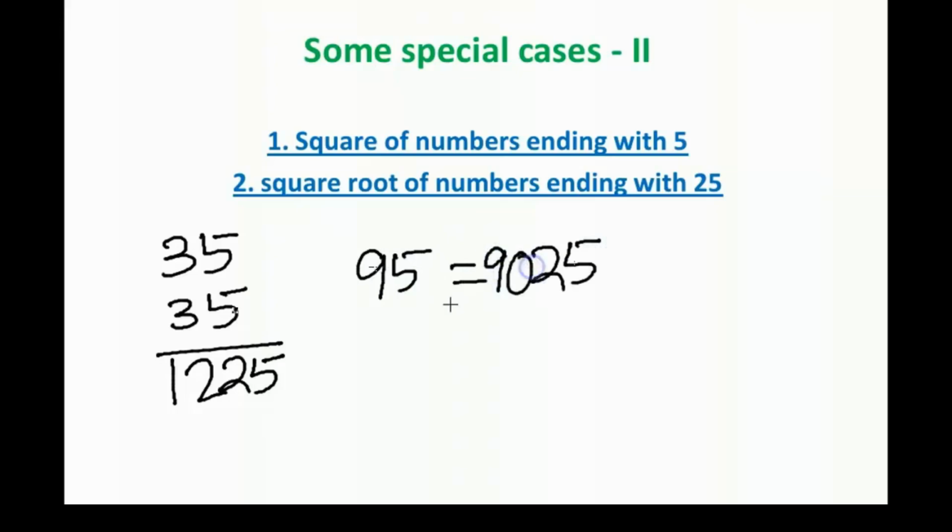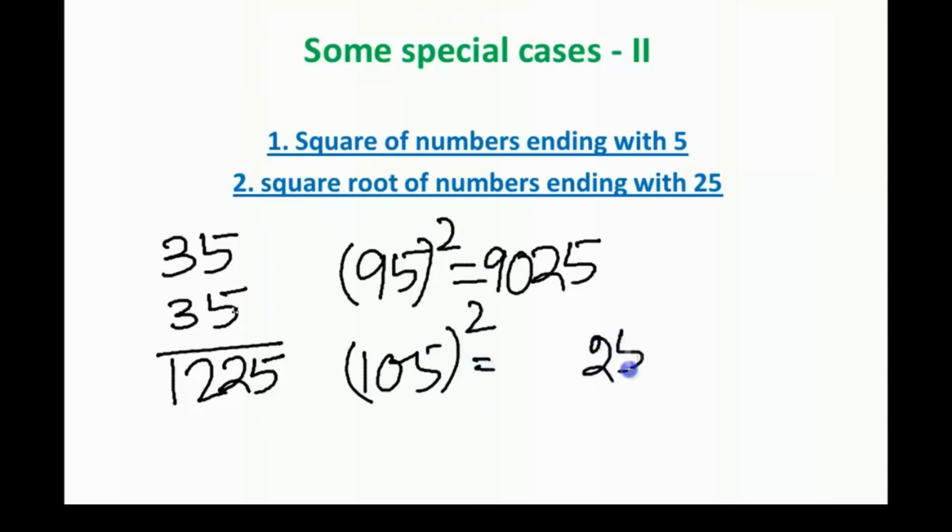So this is the power of Vedic mathematics. Hello everyone. Last time we discussed one of the special cases. So this is the next special case. Using this, we can find the square of a number ending with 5, or the square root of a number ending with 25. So we'll just check that out.